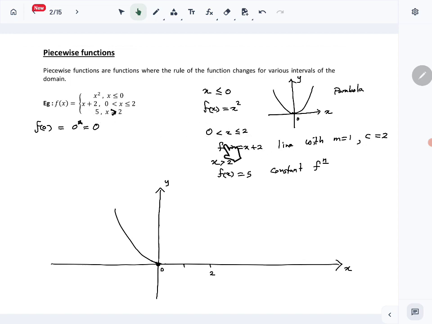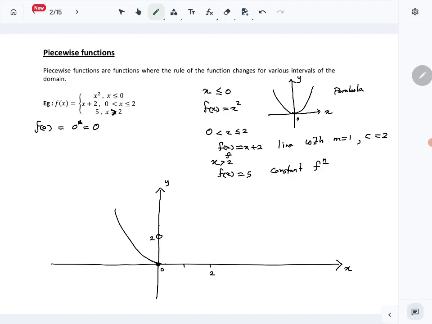Then the second part. Second part is a line, no? So we'll find what is the starting value. When x equals 0, what's the value? When x equals 0, this is going to be what? Starting at 2. So let's mark that somewhere here. So when x equals 0 it is 2, but it doesn't belong to this section. No? 0 belongs to the first section. That is why there's a circle here.